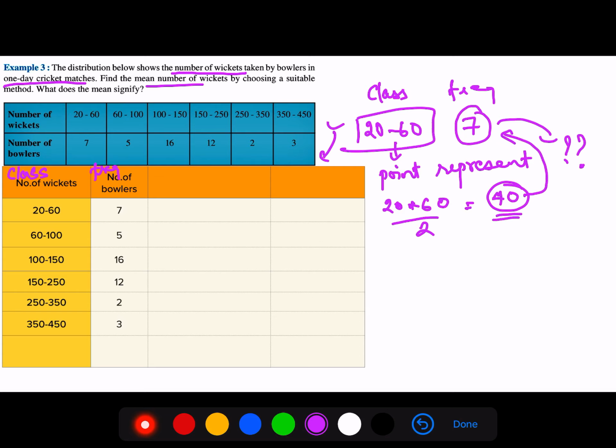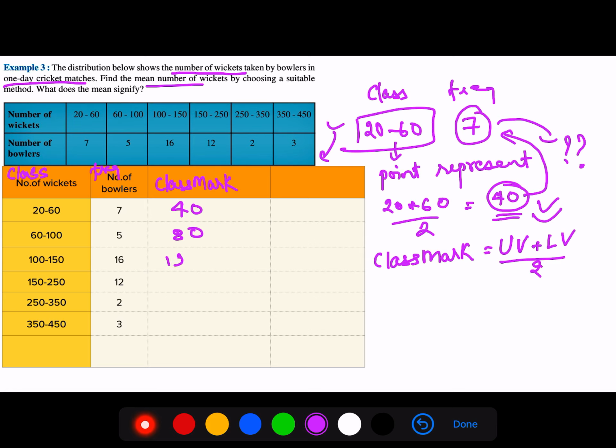This midpoint is known as the class mark, which is the upper value of the class plus the lower value of the class, divided by 2. If I create another column and write it as class mark, I now get a single number which can represent a class. That will be 40 in this case. Similarly, 60 plus 100 is 160, divided by 2, that will be 80. Then it will be 125, 200, 300, and 400.